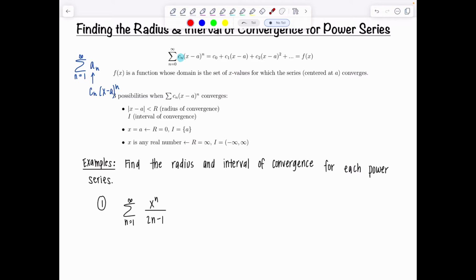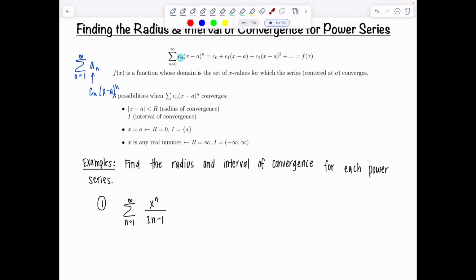And there are 3 possibilities. Either your radius of convergence is some constant, and then you have an interval of convergence. Or your radius of convergence is 0, so your interval of convergence is only where the series is centered. We'll do one like that, don't worry. And then the last case, my favorite, is when the radius of convergence is infinite and x can be any real number. You don't know when you're first looking at them usually. You're going to have to actually go through a test to determine which of the 3 cases you have.